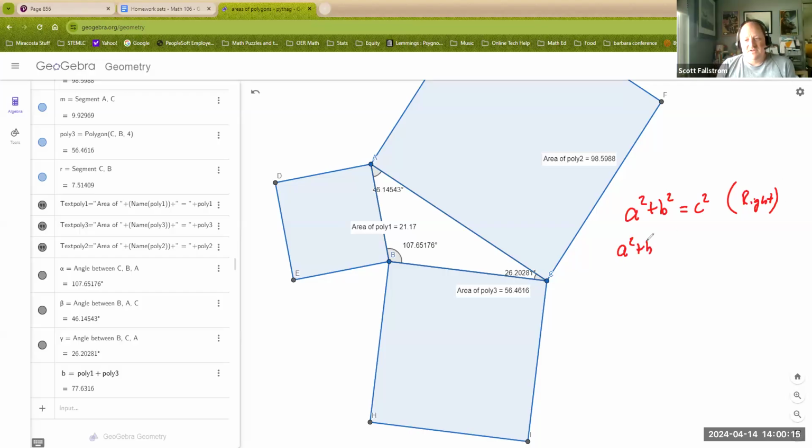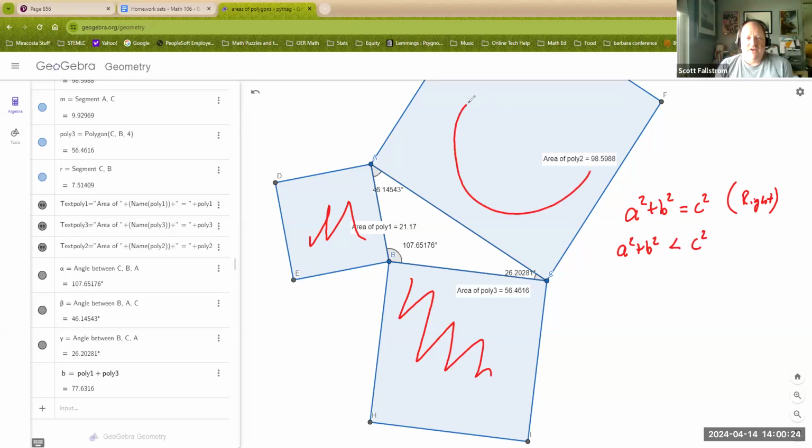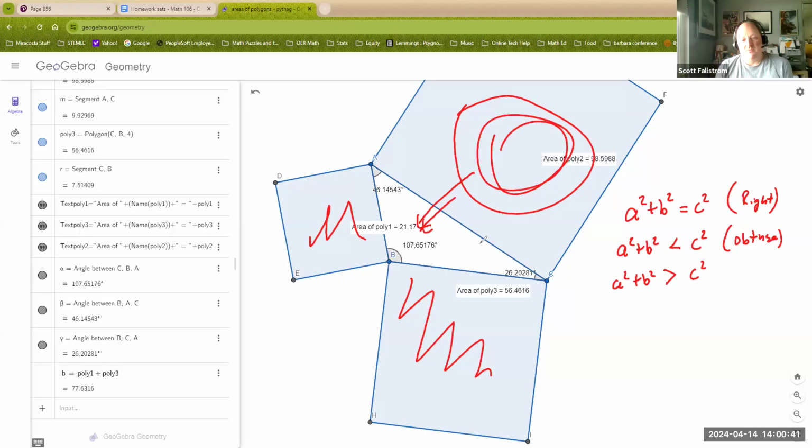If you have a squared plus b squared and, when you add up the small areas, they can't even get to the big one, which means it's less than c squared, it means this area over here is bigger, and that's because the angle is bigger. So that is obtuse. And likewise, when a squared plus b squared was bigger than c squared, c squared was smaller. This one was smaller because the angle was smaller than a right angle, and therefore this would be an acute triangle.